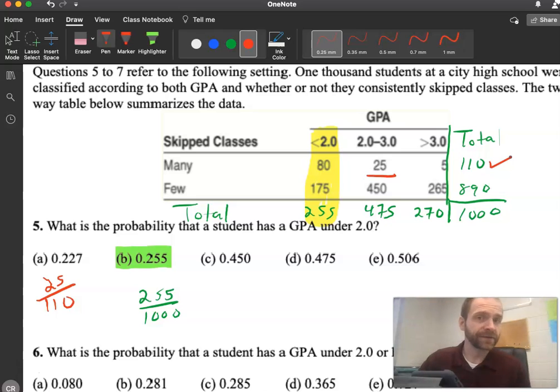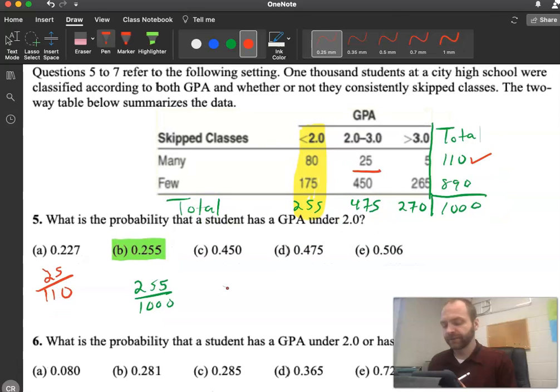Now the decimals are close, but conceptually I'm grabbing the intersection of many skipped classes and a GPA between 2 and 3 and dividing by the total of many. That looks like a conditional probability. 0.450, that would be 450 divided by 1,000. So that's asking how many in the intersection of few skipped classes and a GPA between 2 and 3 in 1,000. That's not even close to the question.